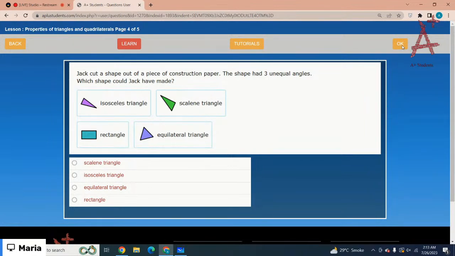Three unequal angles. You have three shapes with three sides. They are isosceles triangle, scalene triangle, and equilateral triangle. So, which is the correct option? The correct option is scalene triangle because equilateral triangle has all three angles equal in measure. Isosceles triangle has two angles that are equal in measure, but the scalene triangle is the one that has all three angles unequal. That means the correct option is scalene triangle.